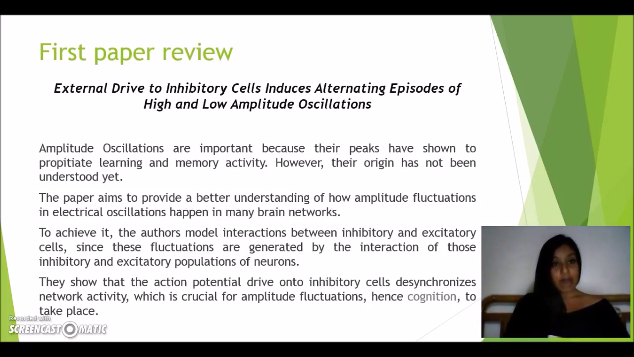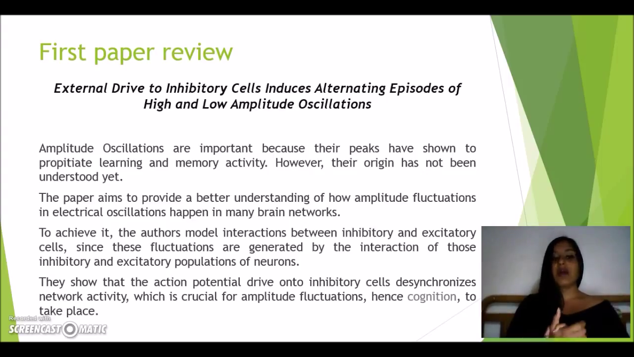To start with the first step, we're going to review the first paper, named External Drive to Inhibitory Cells Induces Alternating Episodes of High and Low Amplitude Oscillations. So what are we saying here? Basically, we know that neurons are connected in networks, and that those networks have intrinsic properties that emerge on top of neurons' properties. And one of those is amplitude oscillations. They are important because their peaks have been shown to propitiate learning and memory activity. However, we don't yet understand where they're coming from.